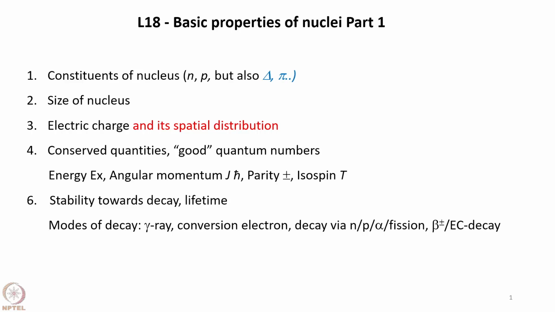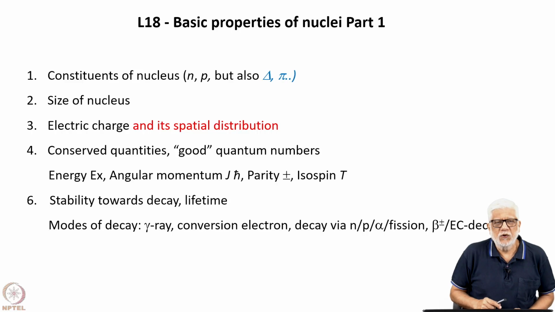In this lecture, we will talk about some of the basic properties of the nucleus. There will be two parts to it. In the next one, I will discuss some of the things which I will not have discussed here. Overall, I will talk about the constituents of the nucleus, neutron and proton mainly, but also virtual particles like the delta resonance, pion, rho and omega mesons and so on.